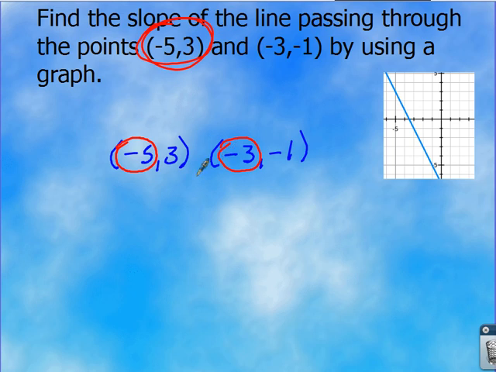Dylan, what is x1 plus x2 here? Divided by 2 is -4. Good. McKenna, what's y1 plus y2 here? You add them, yeah. 2, divide that by 2 and you get, that should be your midpoint. And you can always test that out.